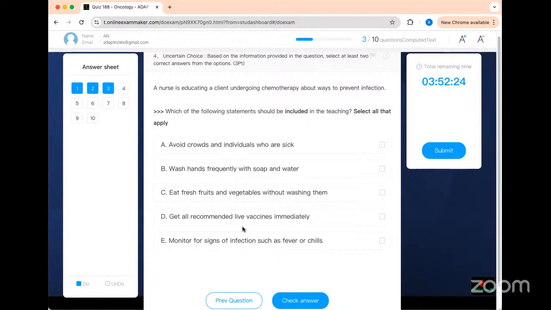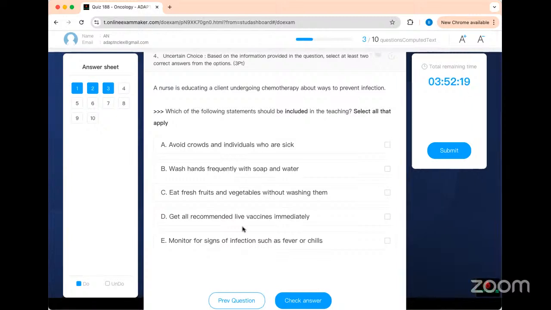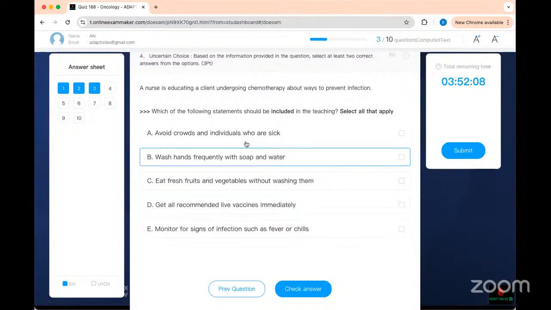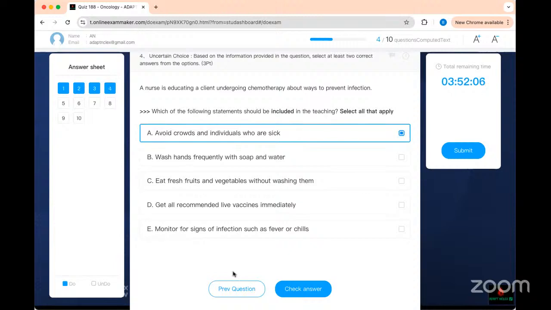The key thing is to prevent infection, right? So neutropenic precaution. This question is the same thing as neutropenic precaution. So what kind of neutropenic precaution are you going to do? One, you should avoid crowds. Okay, avoid them as much as possible. Two, you should wash your hands with soap and water to avoid infection, right?